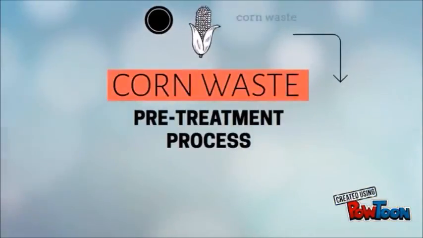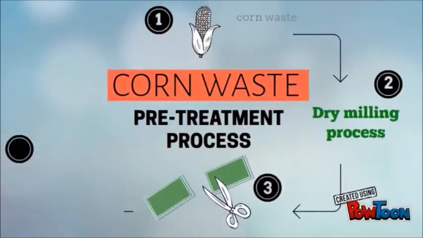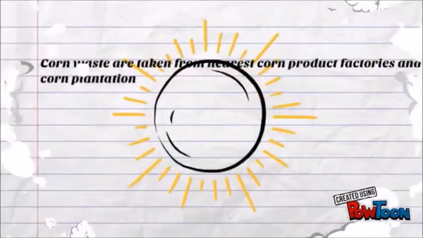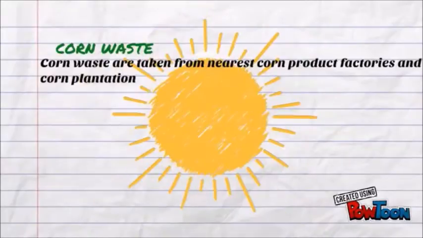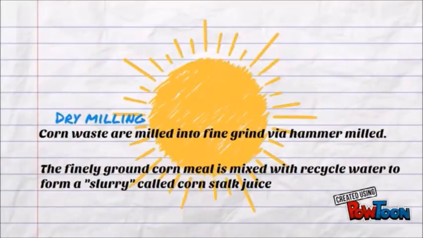Steps involved in the pretreatment of corn waste. First, corn waste is taken from the nearest corn product factories and corn plantations. Second, corn waste is milled into a fine grind by a hammer mill, and the finely ground corn meal is mixed with recycled water to form a slurry.